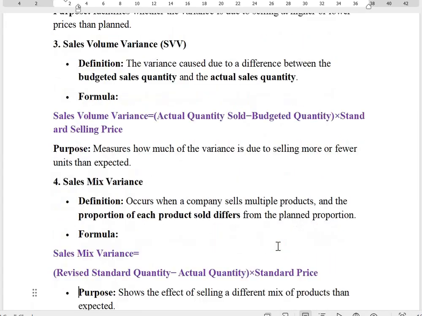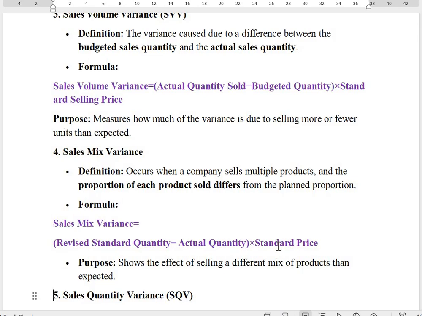The next one is mix variance. When your sales are made with a different mix, we compute the sales mix variance. Here it is revised standard quantity minus actual quantity, into standard price. What is the term revised standard quantity? The total weight of actual quantity sold and total weight of standard quantity sold, into standard quantity, we will get the revised standard quantity. By using that formula, we compute the revised standard quantity, and from the revised standard quantity we subtract the actual quantity sold. Then we multiply that with the standard price, and we get the sales mix variance.